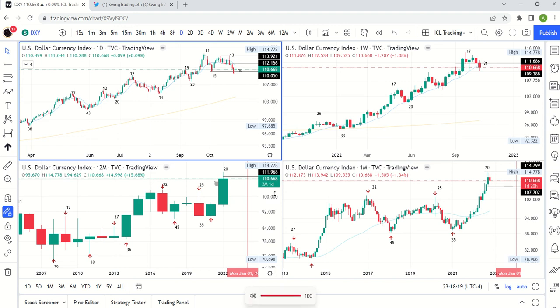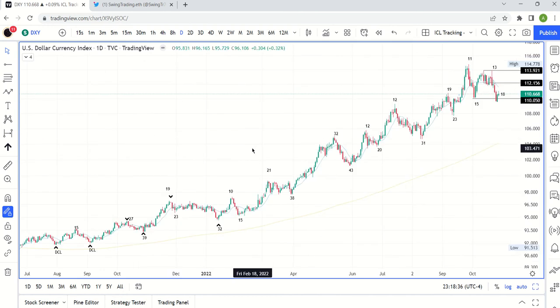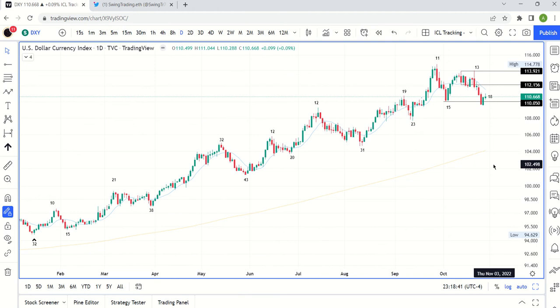We're going to do our update on the Dixie here, the dollar index. Really important asset. It dominates a lot of things because a lot of things are denominated in dollars, like oil, etc. So we'll start on the daily chart. We're going to really think about the 3-year cycle here in this video. That's what we're going to focus on, the 3-year cycle.